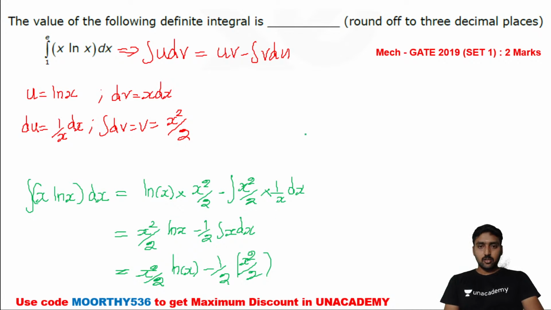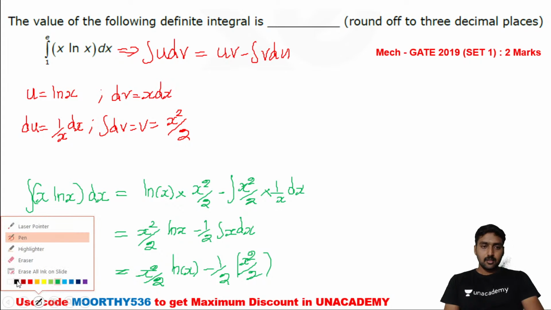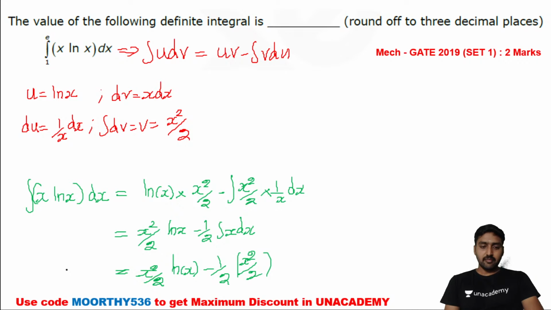Now we are going to apply the limit. We need to apply the limit here to convert the indefinite solution into a definite integral. By applying the limits we are converting to the definite integral. Now substitute the limits 1 to e: lower limit 1, upper limit e, in the same equation.